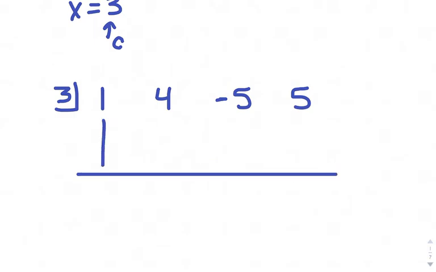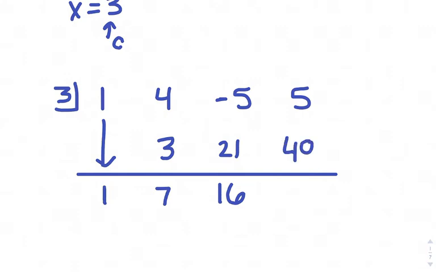Now I bring down the first number, which is 1, and I do 3 times 1, which is 3, and then add it. So 4 plus 3 is 7. Then I repeat the process. So 3 times 7 is 21. -5 plus 21 is 16. And then 3 times 16 is 48. 48 plus 5 is just 53. So this last number, that is your remainder.